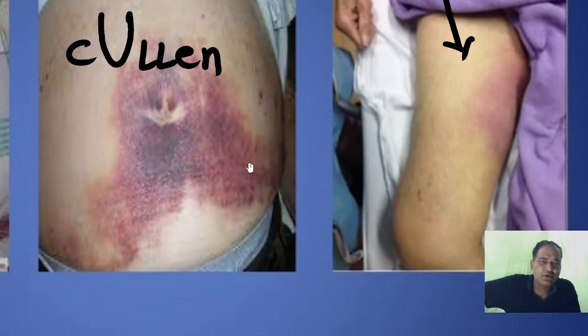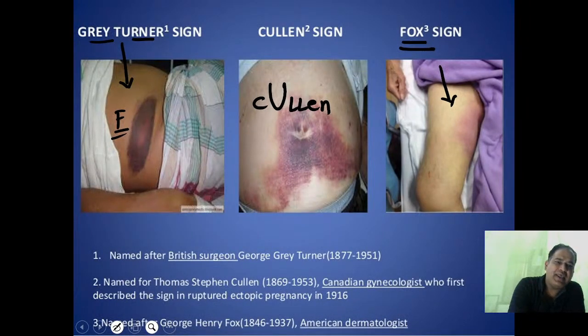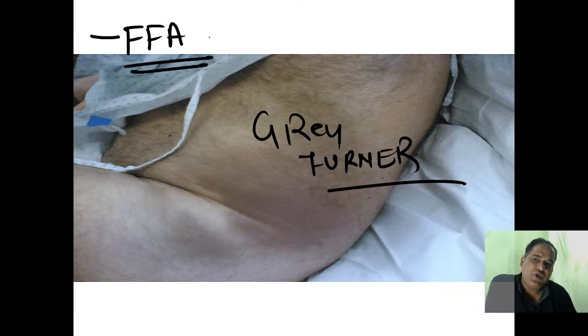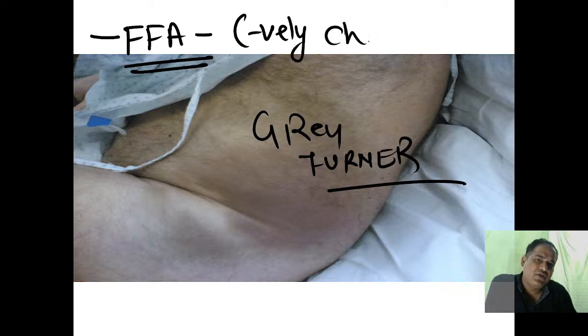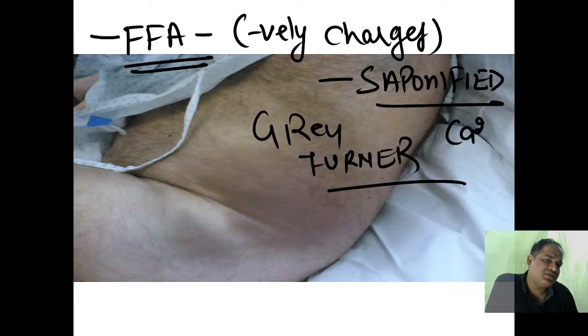The digestive enzymes, you know, the enzymes of the pancreas, lipase, trypsin, chymotrypsin, they are all released into the retroperitoneum. They will digest whatever fat is present. Now, what is the problem? When they digest fat, what will occur? Free fatty acids will be released, which are negatively charged, so they will get saponified. That means they will attract calcium, which is positively charged. So your patient will develop hypocalcemia.